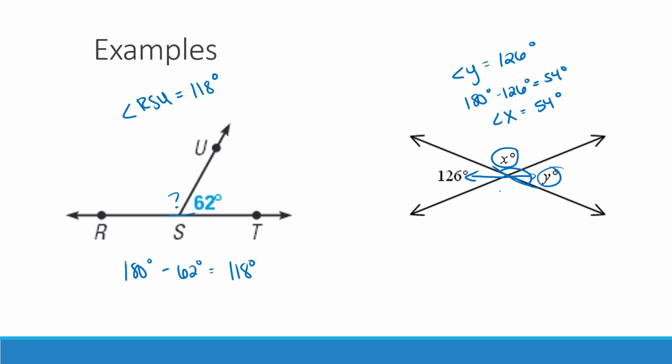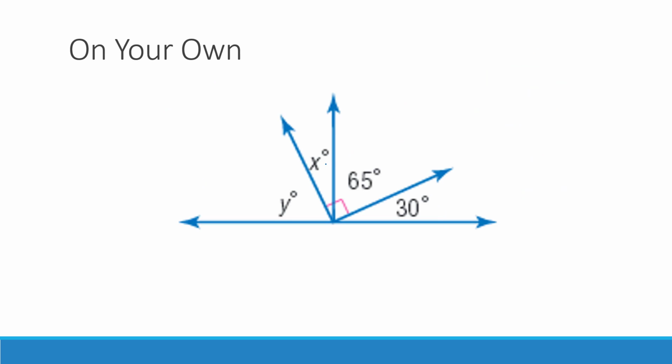Now, I know it didn't ask us for this angle, but if we wanted to figure out this angle, these two that are opposite from each other are going to be the same. So if this one's 54 degrees, this one will be 54 as well. Pause the video and I want to see if you can figure out what is angle X and what is angle Y. Keep in mind the two angles that we really want to pay attention to. Complementary add to 90 degrees, and then supplementary add to 180 degrees.